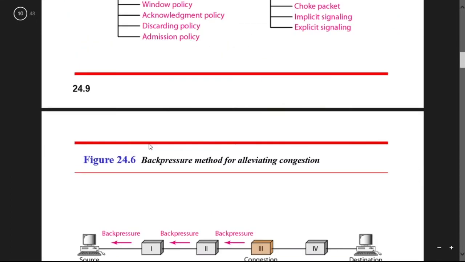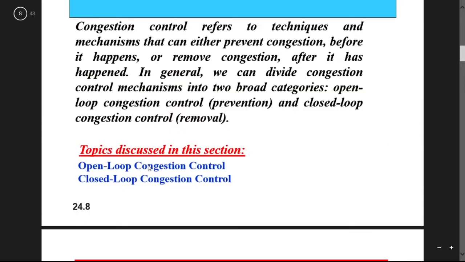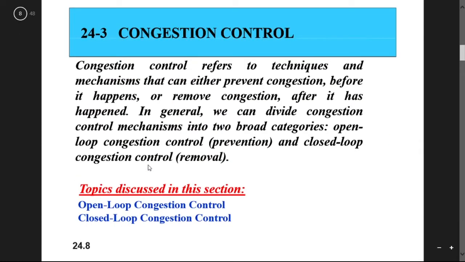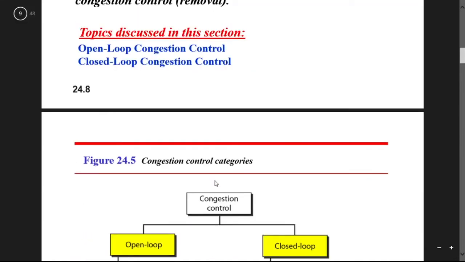Here you have to see two mechanisms. Congestion control refers to techniques and mechanisms that can either prevent congestion before it happens or remove congestion after it has happened. So two types of things can be there. If congestion is happening, you can remove it, or before any congestion occurs, you can prevent it. Here we have open loop congestion control and closed loop congestion control.